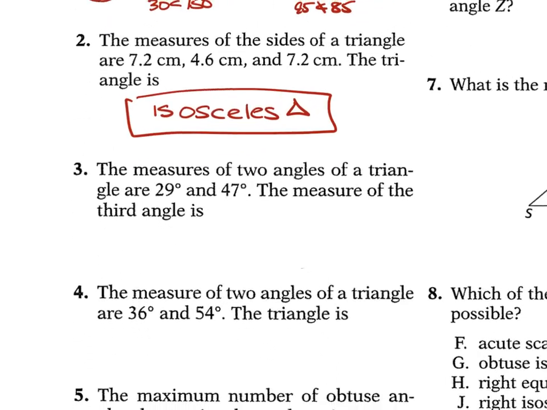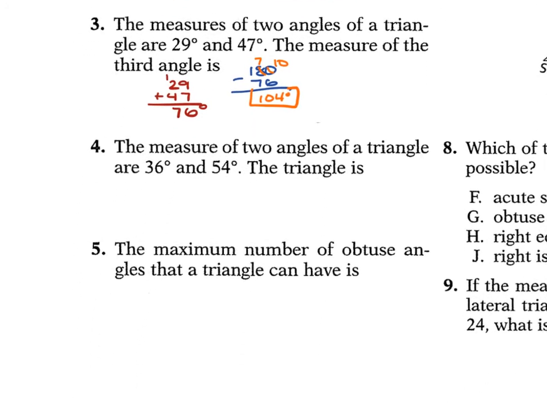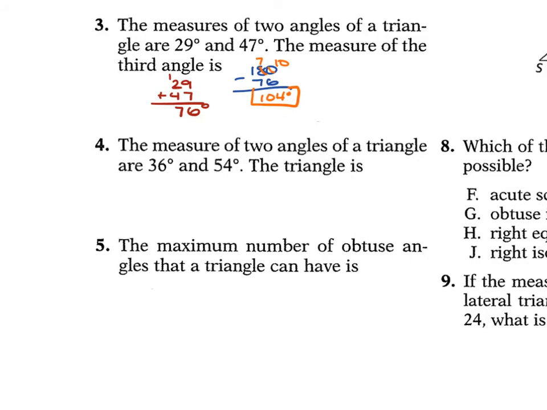For 3, it says the measures of 2 angles of a triangle are 29 degrees and 47 degrees. The measure of the third angle is, well, 29 plus 47 gives us 76 degrees. So we're going to do 180, because every triangle is equal to 180 degrees, minus 76 degrees. This becomes a 10, this becomes 7, so that's 104. So 104 degrees.